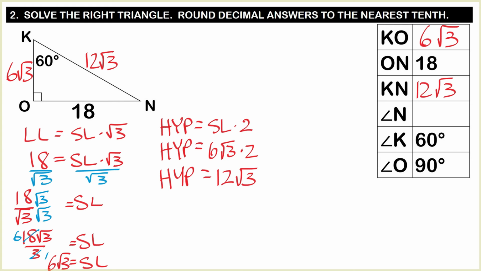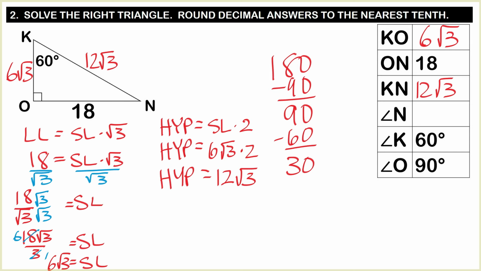And finally, I'll use the triangle sum theorem to find the measure of angle N. So I have 180 degrees minus the right angle, which is 90 degrees, minus the 60 degree angle, which is 30 degrees. And that's why I was using a 30, 60, 90 special right triangle. So angle N is 30 degrees.